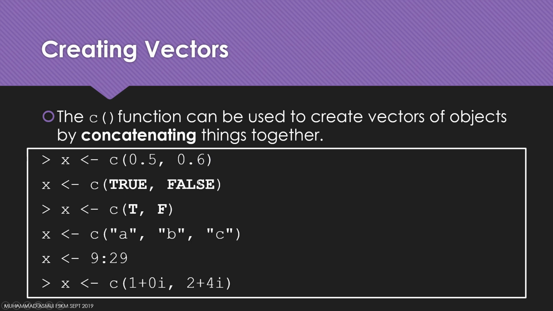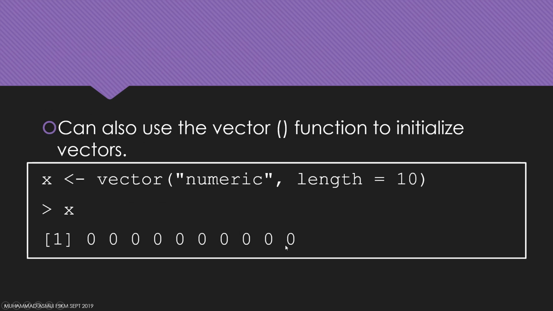If you feel lazy, you can simply use T and F. But be careful when you use these letters, because R assigns T as TRUE and F as FALSE. Then character, and integer: if you want a list of numbers from 9 to 29, the class assigned for x is actually integer, and you also have a complex number here. We can also check the class of x in this example by using the class function.